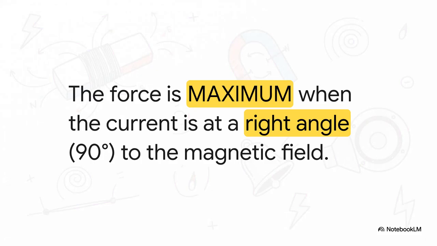Just one more thing on this topic. When is this force the strongest? The force is at its absolute maximum when the direction of the current is at a right angle, that is, 90 degrees, to the direction of the magnetic field. And this simple fact is the basic principle behind every single electric motor. So, to summarize, a current in a magnetic field experiences a force. That is the key idea.